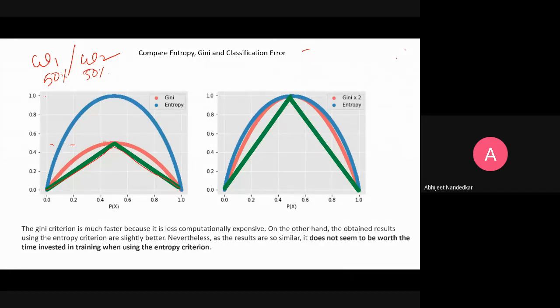Okay. Now, if I do this rescaling, or just multiply these two curves by 2 so that it looks very similar to entropy, you will see this graph. So it's Gini multiplied by 2 and the misclassification error multiplied by 2. So these are the three graphs. Now this Gini criterion is much faster because it is less computationally expensive. On the other hand, the results obtained using entropy are slightly better. Nevertheless, the results are so similar that it does not seem worth using entropy as a measure. You can just stick to Gini, which is simpler.